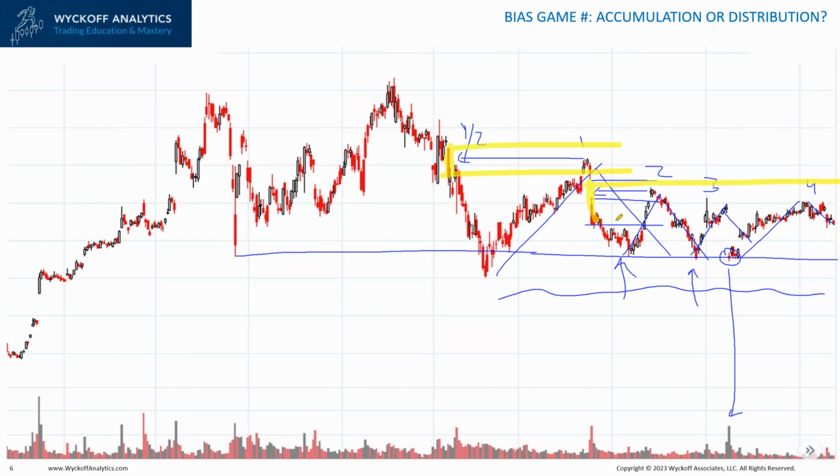Well, how about this question? I think it's a very legitimate question. Ken is asking, I see that demand is present and the reactions are diminishing, but what about the demand overcoming the selling zones? None of those selling zones were overcome.